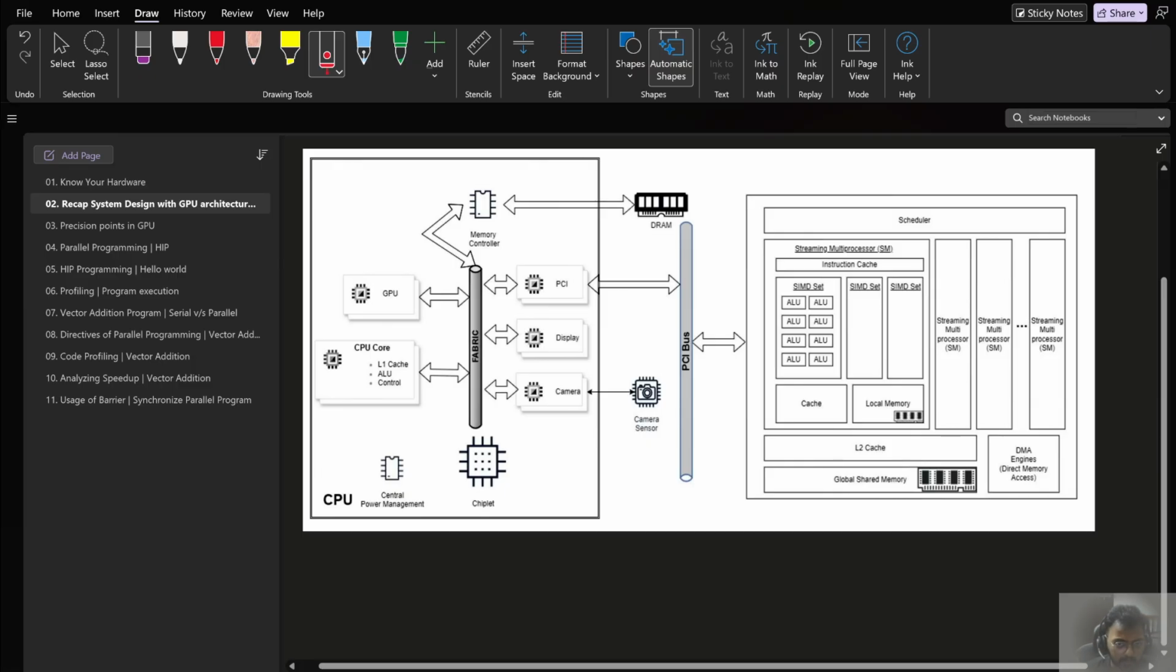So, in this parallel programming session, we are going to get one quick recap of our system design for GPU architecture. We learned about the terminologies of various compute units, what the SIMDs and so on are, this kind of thing.